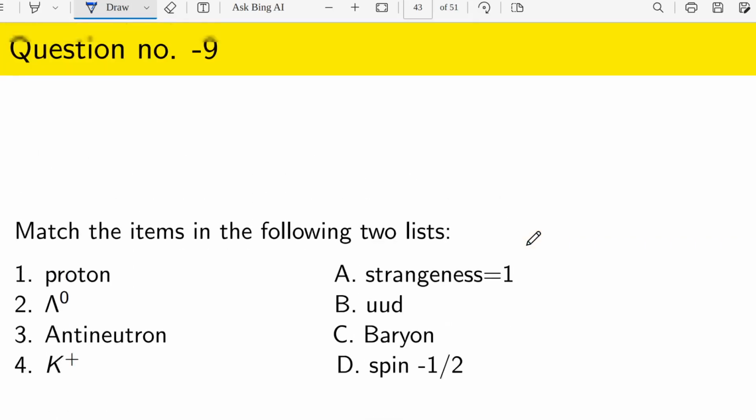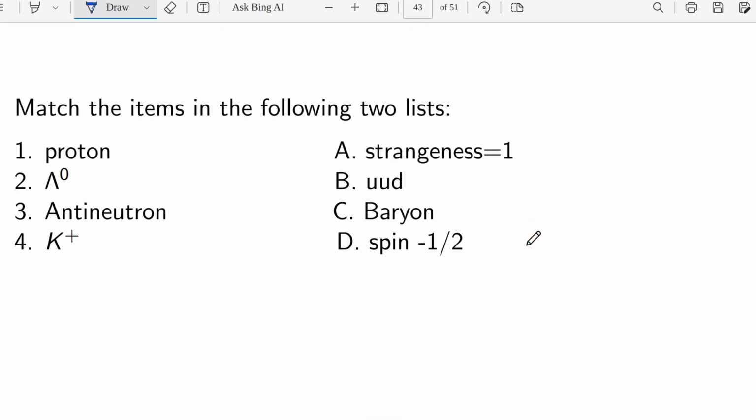Okay, now coming to the last question of today's session. Match the items in the following two lists. What is the list here? You can see that in 1, 2, 3, 4 there are 4 things, and in ABCD there are 4 things. So we have to match, let's say, 1 to any one of ABCD, 2 to any one of ABCD, something like that. Now on the left hand side, what are they? Proton, lambda 0, antineutron, K plus. And what is on the right hand side? Strangeness equals 1, UUD, baryon, spin minus half.